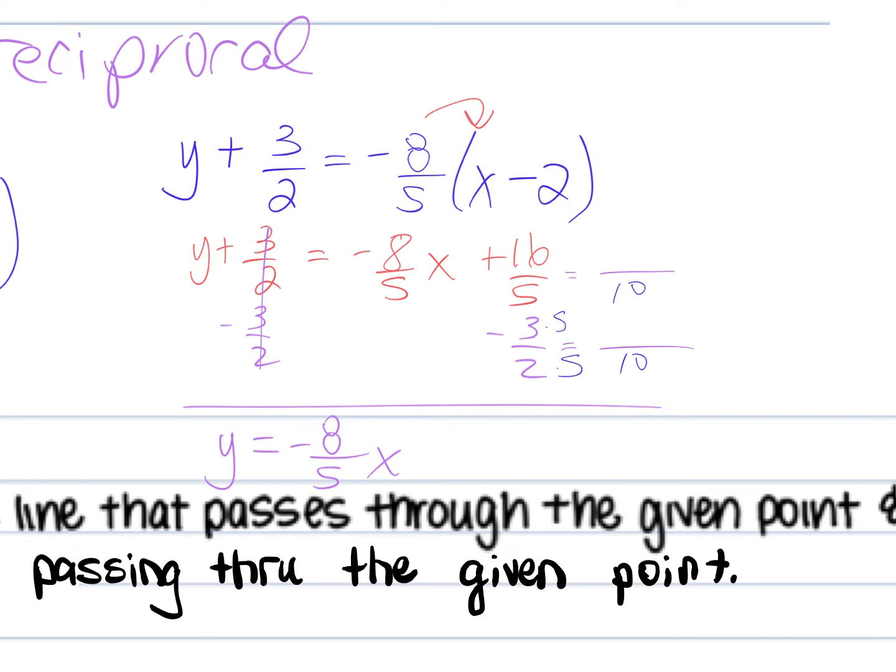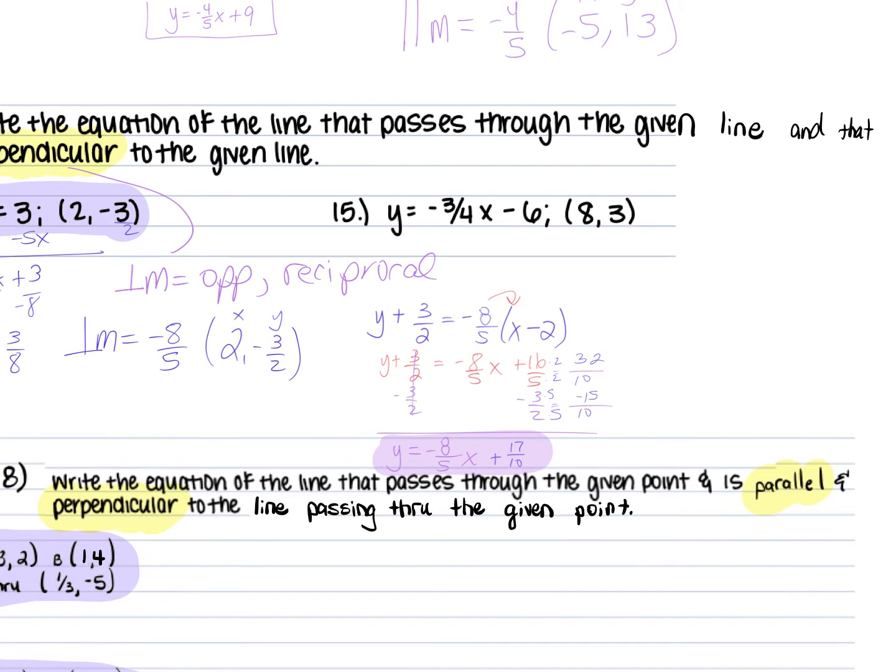Negative 3 and 5 is negative 15. 5 times 2 is 10. So what you do to the bottom, you do to the top. 16 times 2 is 32. So you end up with 32 minus 15. What is that? 17? Positive or negative? So you have plus 17 over 10. And there is your line that is perpendicular. Remember, parallel lines have same slope. Perpendicular is opposite reciprocal.